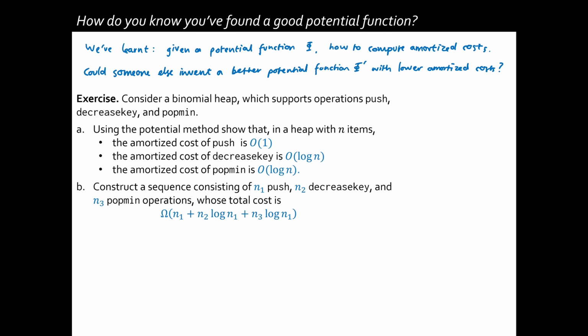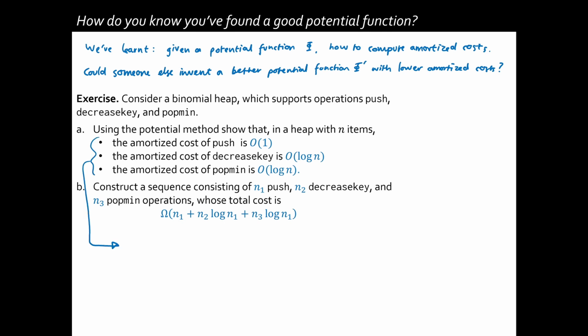The exercise might say, using the potential method, in other words, you have to invent your own potential function, show that in a heap with n items, the amortized cost of push is O(1), the amortized cost of decrease key is O(log n), the amortized cost of popmin is O(log n). Okay, so we just have to go away and be clever and invent a potential function which leads to those costs. But then part B of the question says, construct a sequence consisting of n1 push, n2 decrease key, and n3 popmin operations whose total cost is Ω(n1 + n2 log n1 + n3 log n1). Why did we choose that?